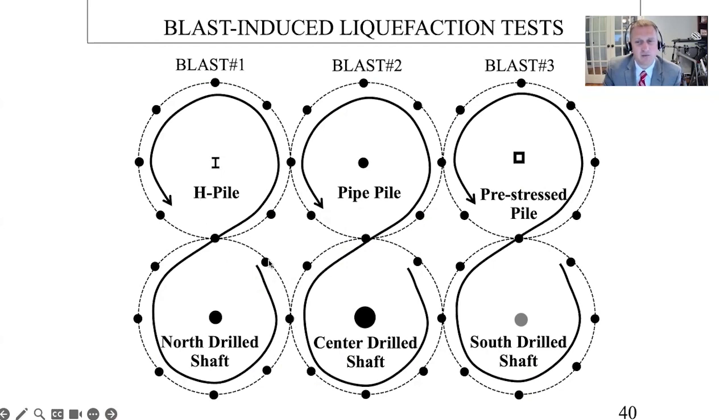Each one of these charges was offset by 500 milliseconds. And so this charge would go off on the bottom deck. 500 milliseconds later, that one would go off. And so it would work its way around. Then we would go with the top deck and work our way around as well. So we do the north shaft and the H pile, center shaft and pipe pile, and then south shaft and the pre-stress pile as 3 separate blast events.